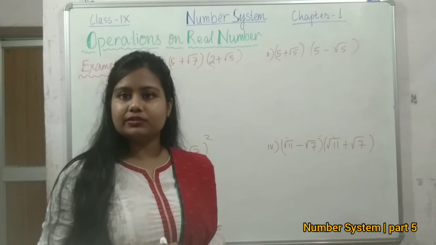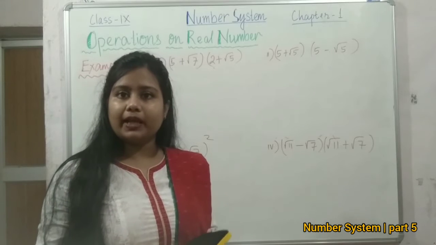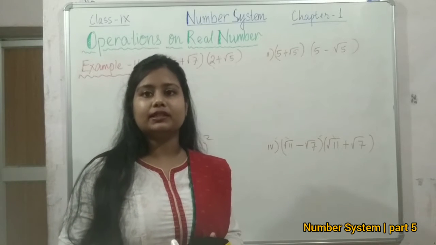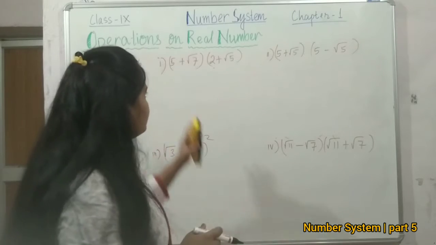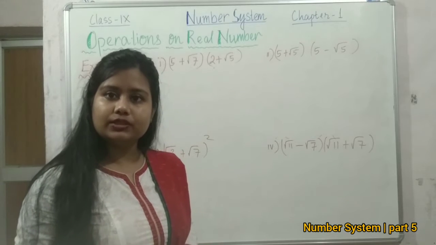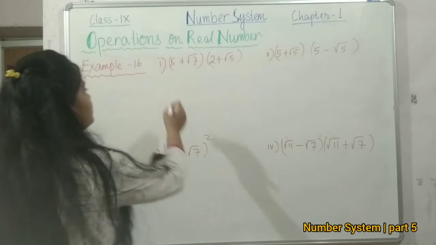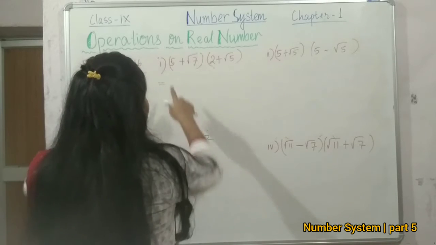So we can use the fourth identity, or we can also multiply using the distributive law. That way I think it can be easy. It is your choice which way is to be followed. So I am doing it in my way.